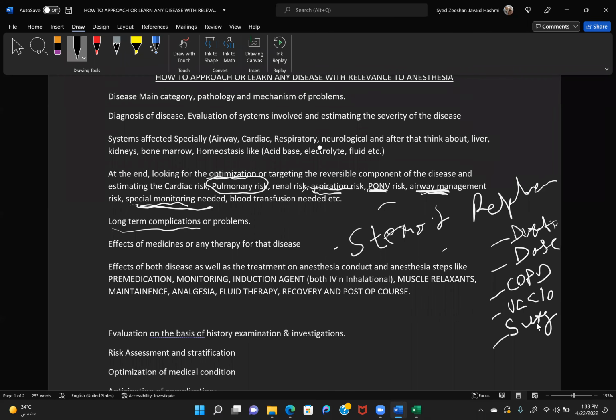Now I will come here. Effects of both disease as well as the treatment on anesthesia conduct. Steps like what will be the concerns related to pre-medication? Which pre-medication would you like to give in this patient?